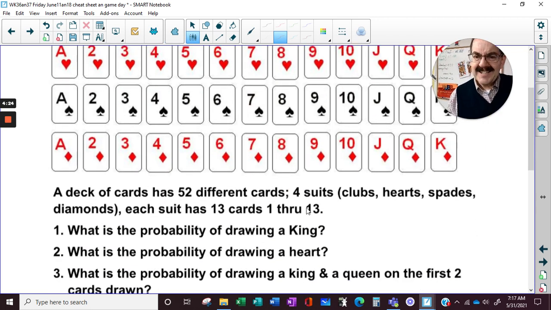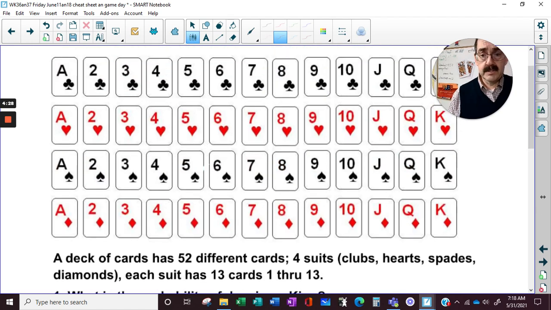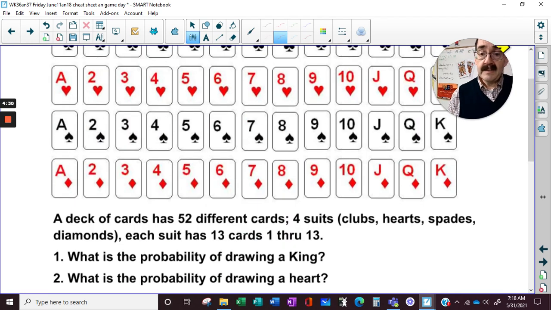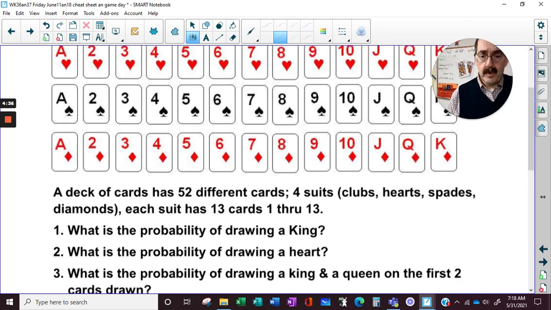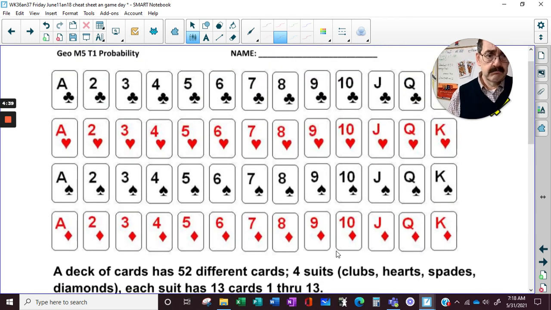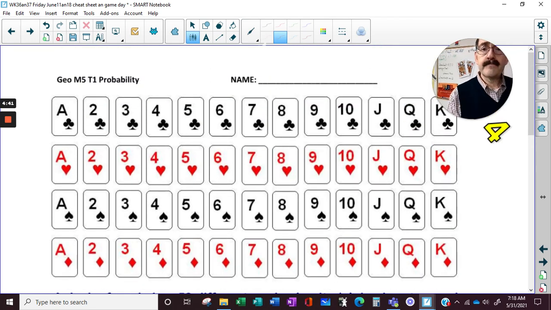All right. A deck of cards has 52 different cards. 4 suits. Yep. Clubs, hearts, spades, diamonds. Each suit has 13 cards. Yep. 1 through 13. 9, 10, 11, 12, 13. What is the probability of drawing a king? All right. King. Let's make a mess of this thing. King.